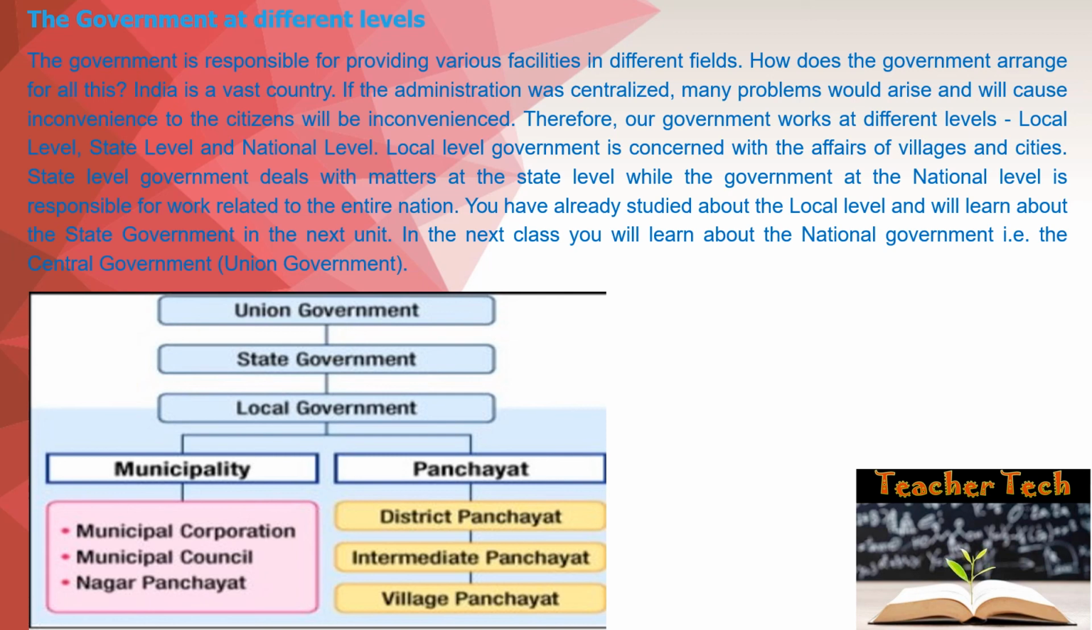Then what about the panchayat, children? The panchayat can be formed with a population of 1,000 to 25,000. I think a minimum of 2,000 people should be there in the village, then only it can be formed as a panchayat. So the municipality is divided into municipal corporation, municipal council, and nagar panchayat. And panchayat is divided into three parts: district panchayat, intermediate panchayat, and village panchayat.